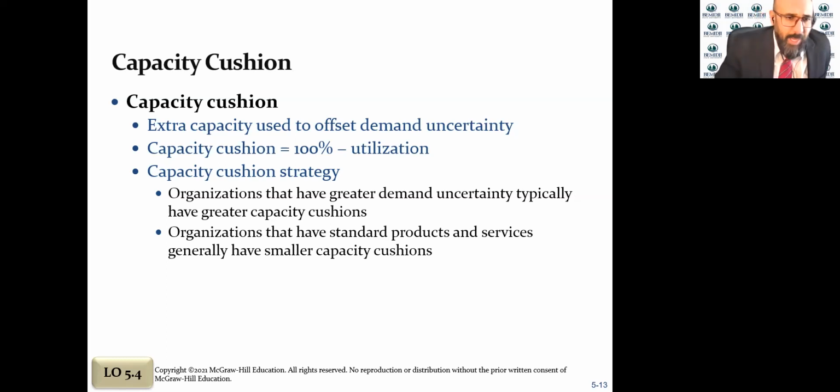If you have a greater demand uncertainty, you typically have a greater capacity cushion. What does that mean? Whenever you have a higher level of uncertainty, you have to have a greater level of capacity cushion. However, if your organization is using standardized products and services, you don't need a large capacity cushion. You need just a smaller capacity cushion, because you already have a standardized product and standardized process, so there's not much difference.